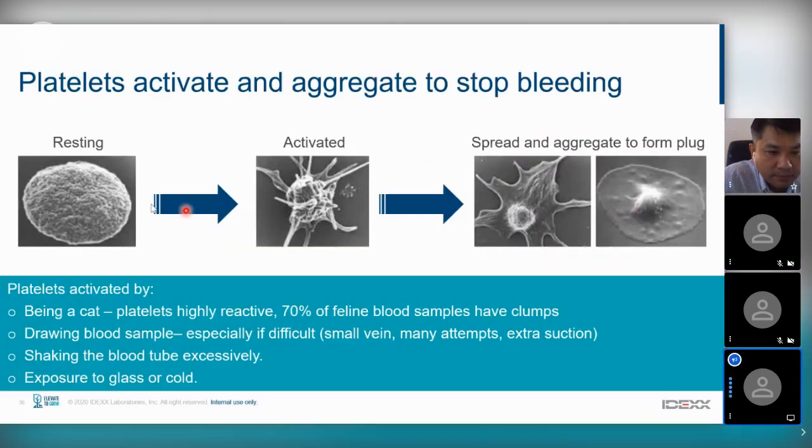So this is the normal procedure of the platelets. They activate and aggregate to stop bleeding. These are the resting platelets. They get activated upon some stimuli like an injury to blood vessel, drawing blood sample, especially if it is a very small vein or small flow. Many attempts have been done.